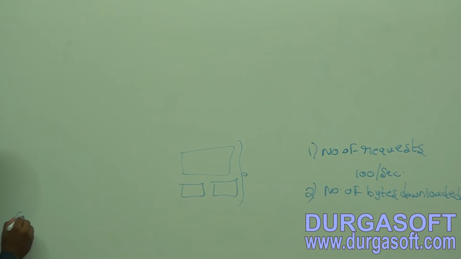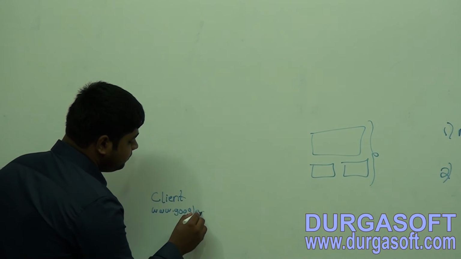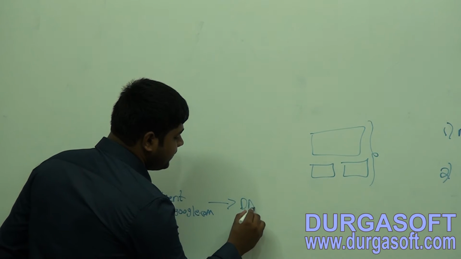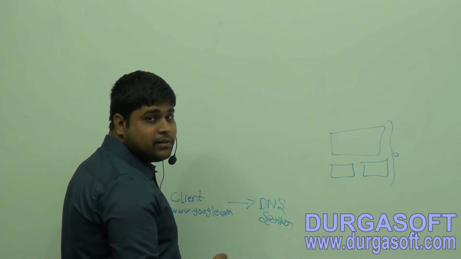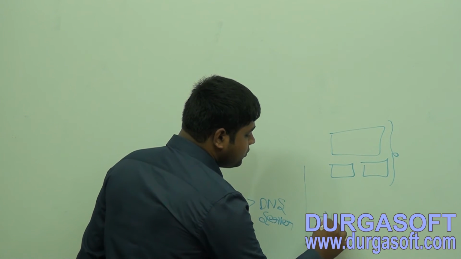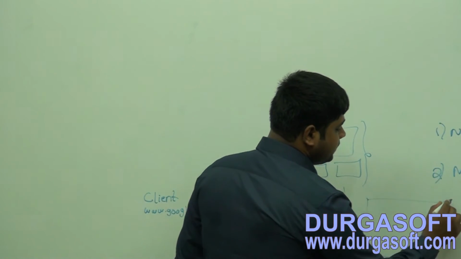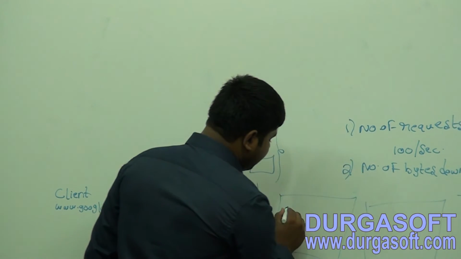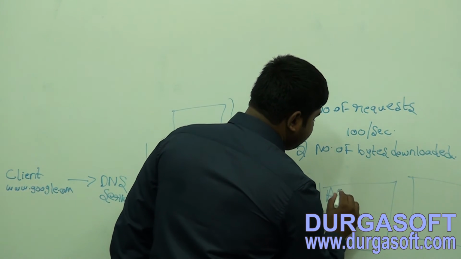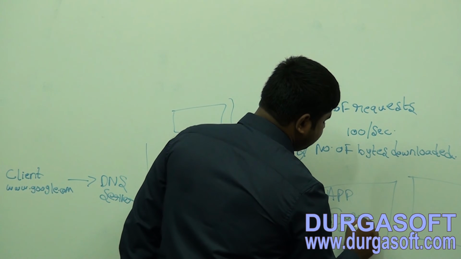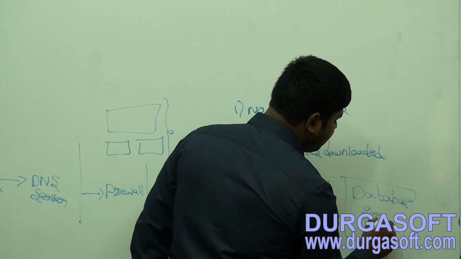What is the flow? Client types www.google.com. It will send the request to the DNS server. These are all background processes which we won't see, but practically these are the things that happen. From the DNS server, it goes to a firewall. From the firewall, there are components: web server, application server, and database server. These were discussed earlier, but practically I am showing the approach now.